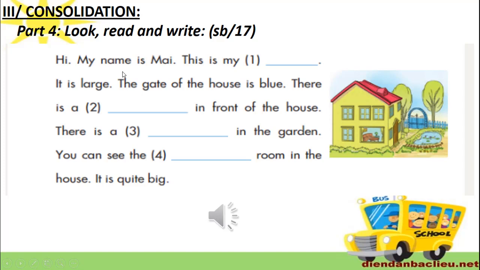Now read the paragraph after me. Hi, my name is Mai. This is Mai's house. It's a log house. The gate of the house is blue. There is a in front of the house. There is a in the garden. You can see the room in the house. It's quite big. Now you have 5 minutes to read the whole paragraph and fill in the blanks.